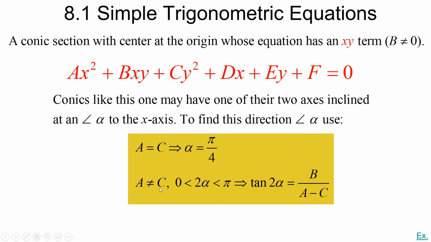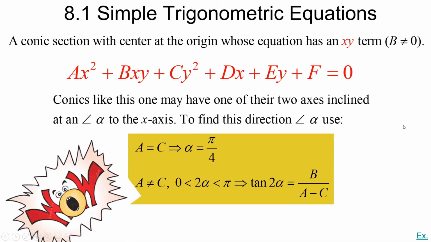And if A does not equal C, here's what we have to focus on. 0 is less than 2 times our alpha, and that has to be less than pi. And that will imply tangent of 2 times alpha will equal b over a minus c. So with this general equation of a conic up here, it is very, very easy to find the inclination of usually our major axis. It might be our minor axis. All right, so let's have some fun with this.